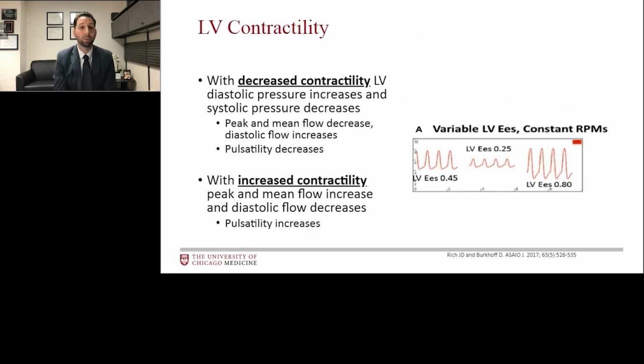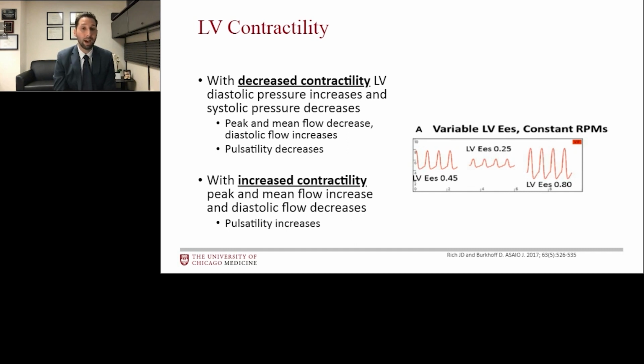Okay, what happens when the left ventricular contractility changes? Let's start with a decrease in LV contractility. So when the LV is contracting less, the diastolic pressure will increase. We have less pronounced unloading of the left ventricle, so LV diastolic pressure goes up. And this will have a tendency to increase diastolic flow.